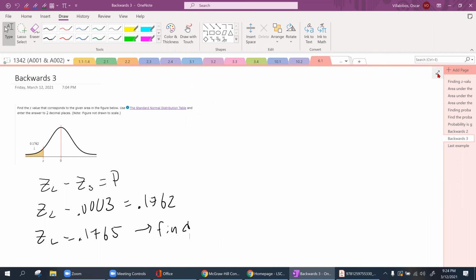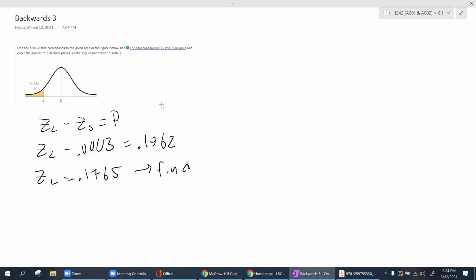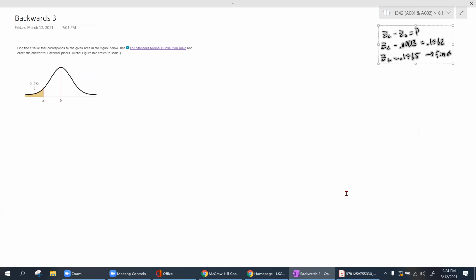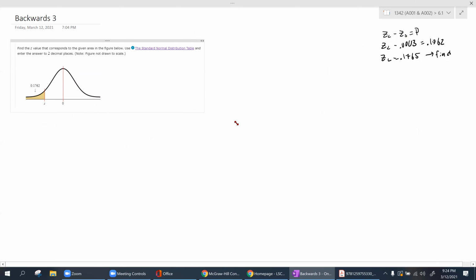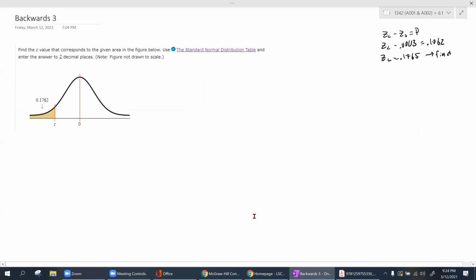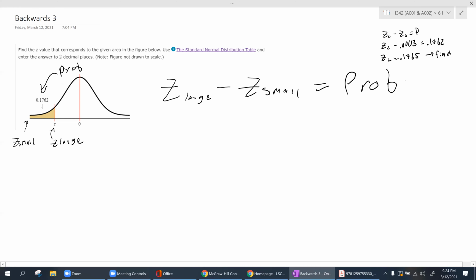Let's go ahead and do another backwards example. Here, I'm told to find the Z values, the same thing, but the entire thing is shaded. I know what that value is going to be: the furthest left value is going to be Z small. This value is going to be Z large. And this is my probability. Again, Z large minus Z small is equal to my probability.